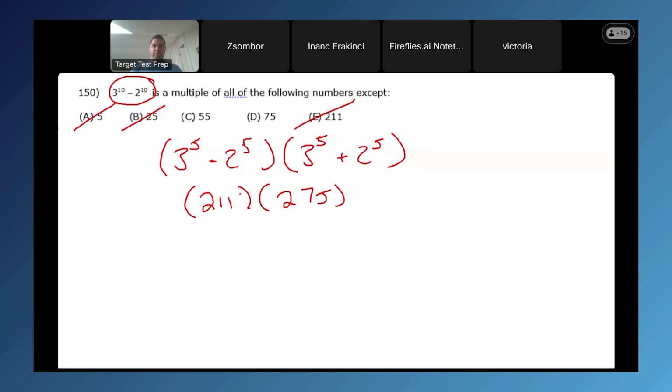Any thoughts there? Well, yeah, if you know that, of course, yes. If you can tell that that's a multiple of 11, you're good.